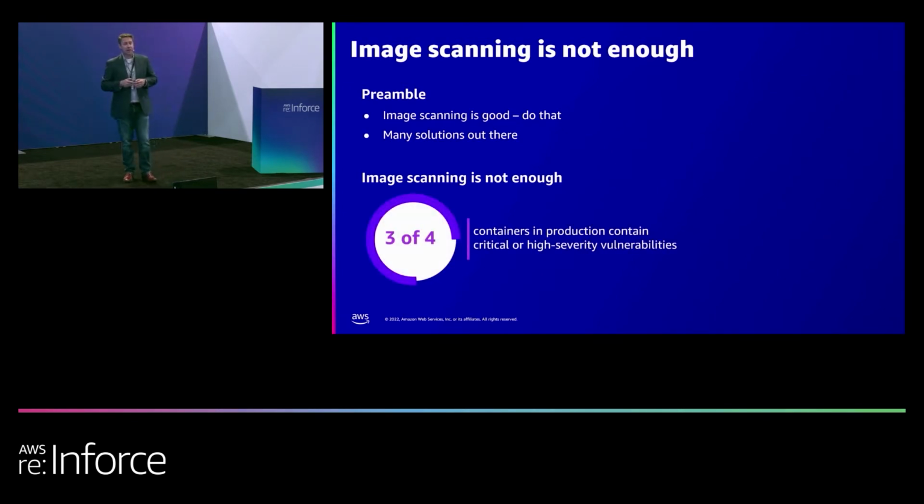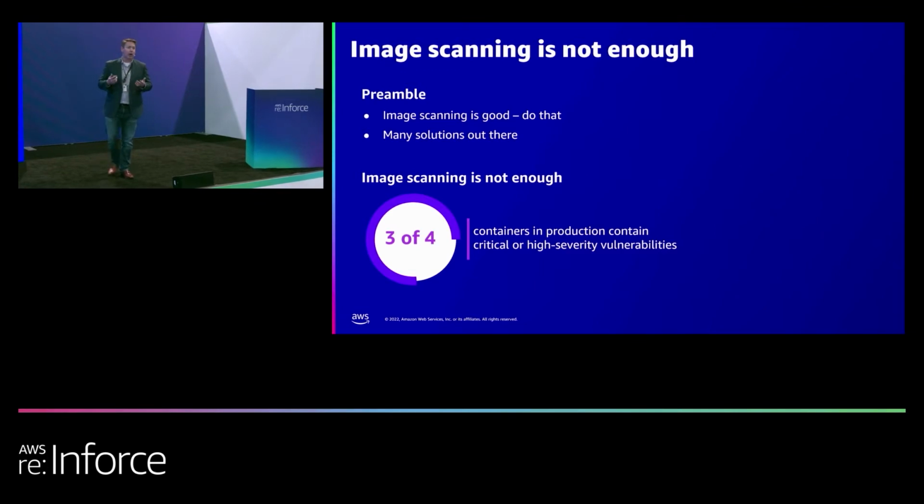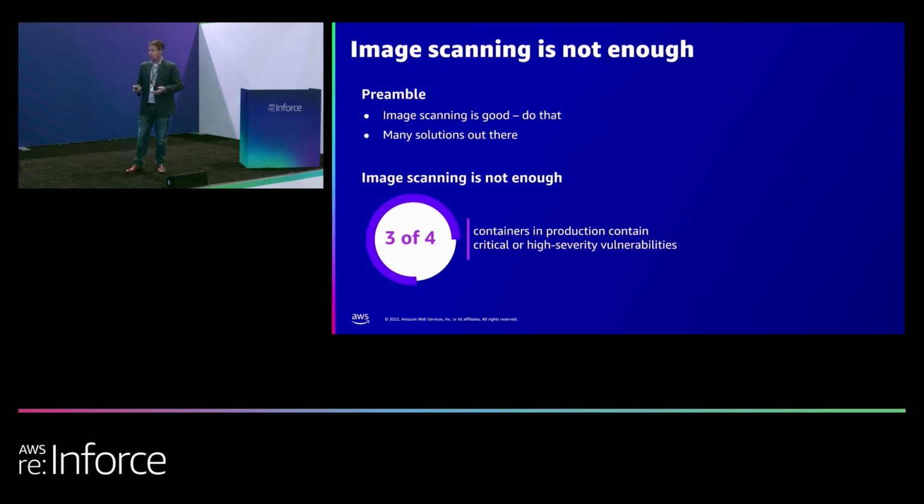If image scanning was enough, then 3 out of 4 images running in production would not be having critical or high severity vulnerabilities. Something's wrong. Image scanning is great, but to me, what this tells me, when innovation and security come head to head, innovation's going to win. So we need to pursue a multi-layered cloud defense in depth strategy.